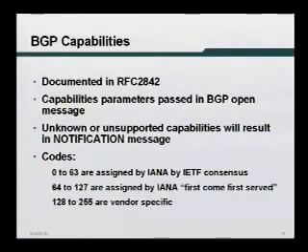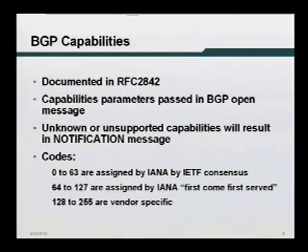BGP started off in the early days as a fairly simple inter-domain routing protocol, but as people came along wanting to add things to it, there was a requirement for what's called BGP capabilities. In other words, when you brought up a peering session with a neighbor, your router could negotiate with the neighbor what new features of BGP it could support.